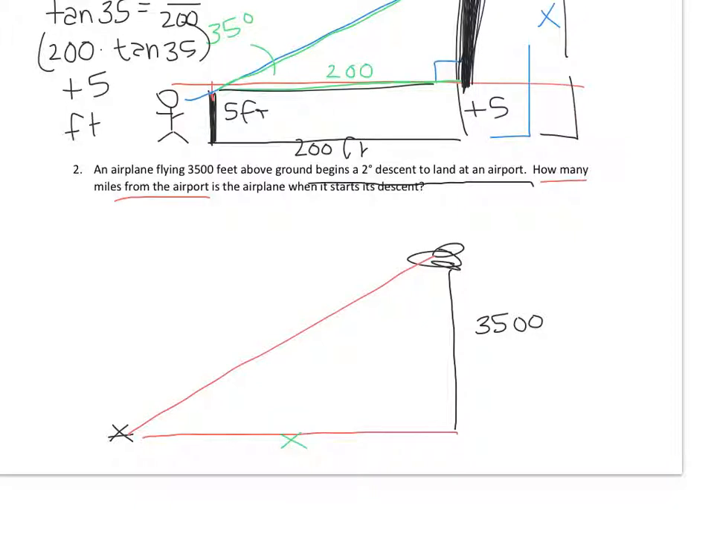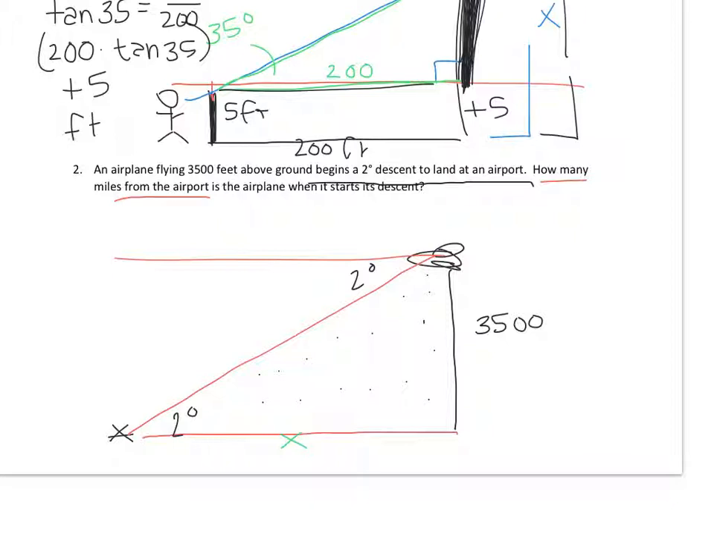When it starts its descent. So again, we need to draw in our parallel line and mark off the 2 degrees. The 2 degrees is not right here. The 2 degrees has to be touching the parallel line. So this is 2 degrees and this is 2 degrees. So now I'm trying to find x with this triangle right here.